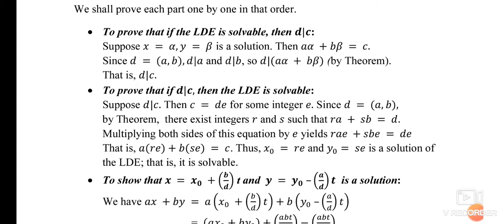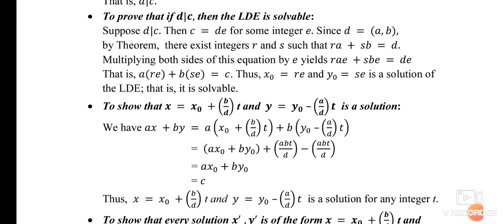Now we multiply both sides by E. So we get RAE plus SBE equal to DE. We know DE equals C. Thus we have A into RE plus B into SE equal to C. Thus RE and SE are a solution of this equation. So this LDE, AX plus BY equal to C, has a solution. So this LDE is solvable.